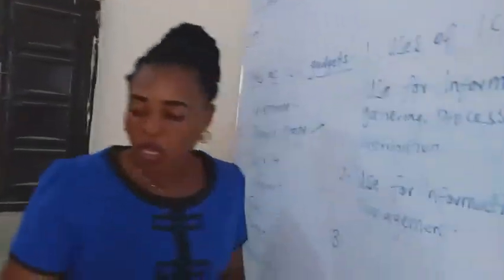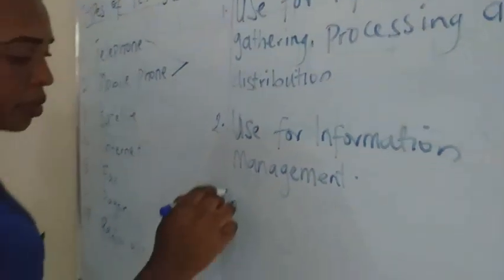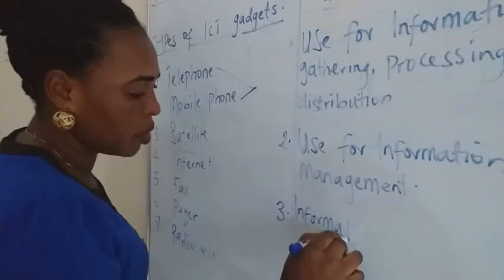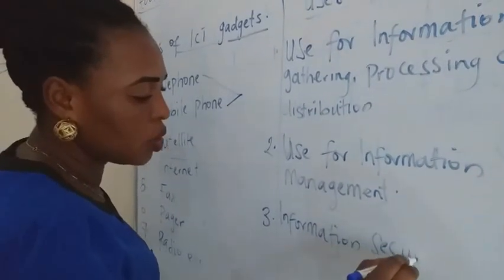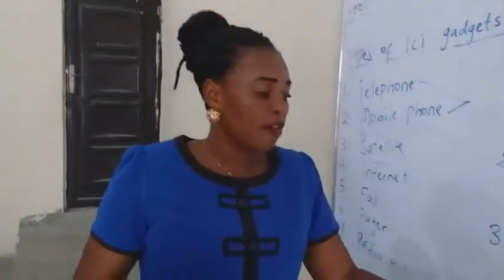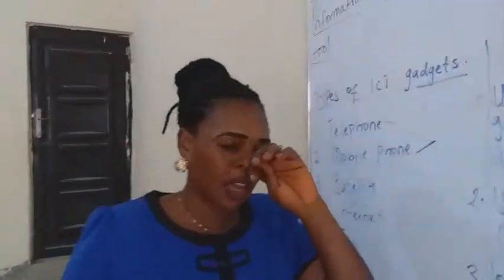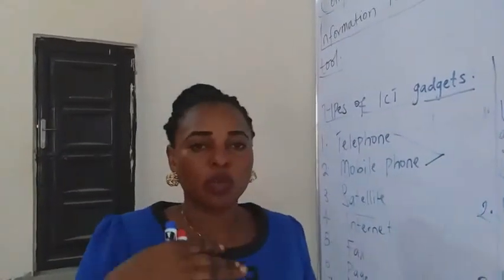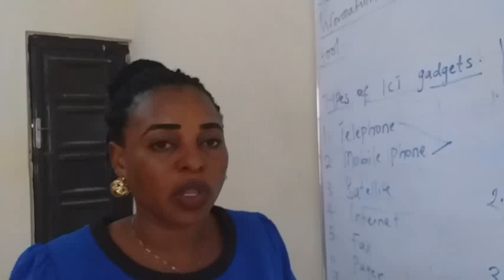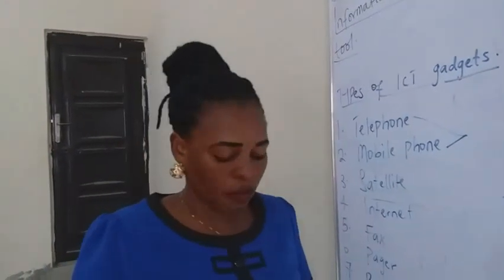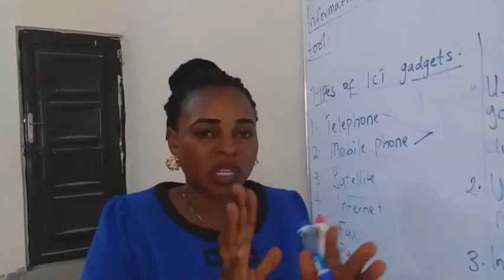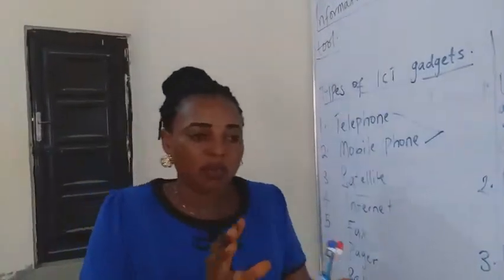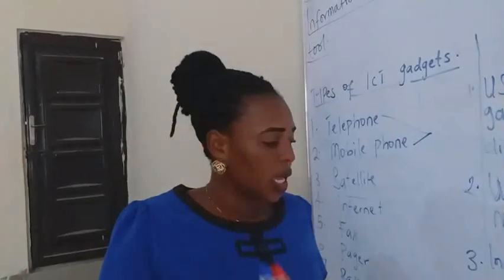We move to the third one. The third one says information security. With the use of ICT gadgets, you can secure your information. That's why in some of these platforms or gadgets you have passwords, you have a lot of codes for you to be able to safeguard your information so that not everybody can get access to it. That's information security. Security is when you are able to safeguard a thing so that the people you don't want to get that thing do not have access to it.